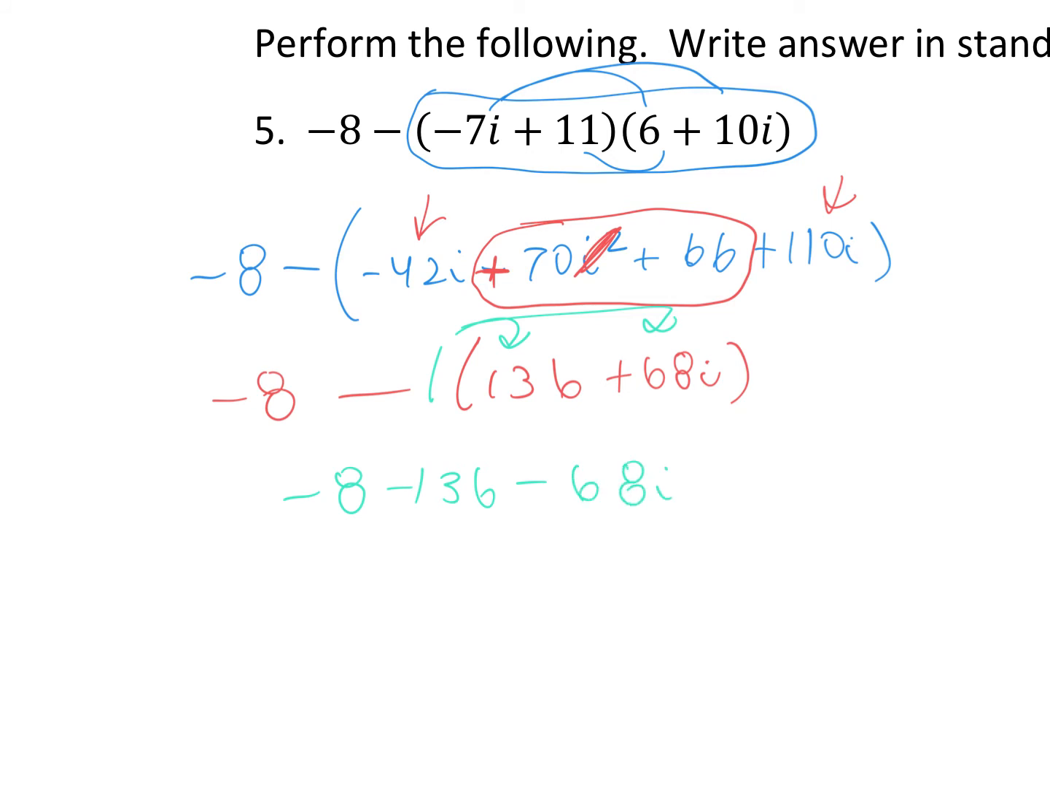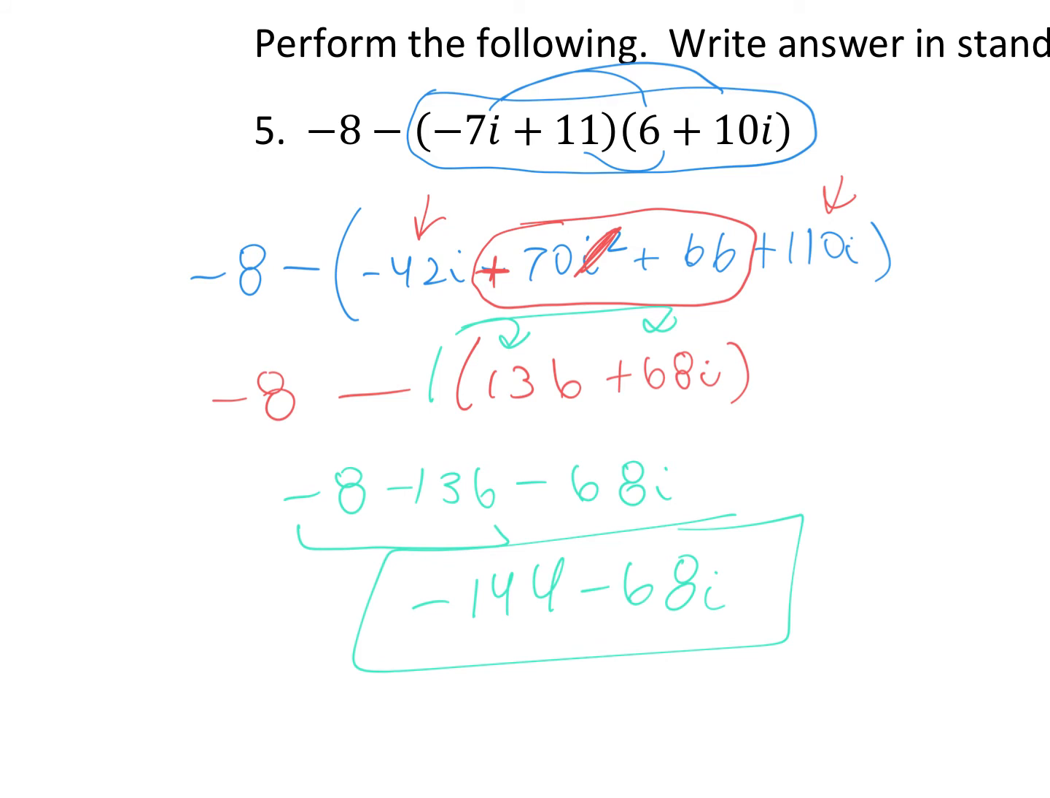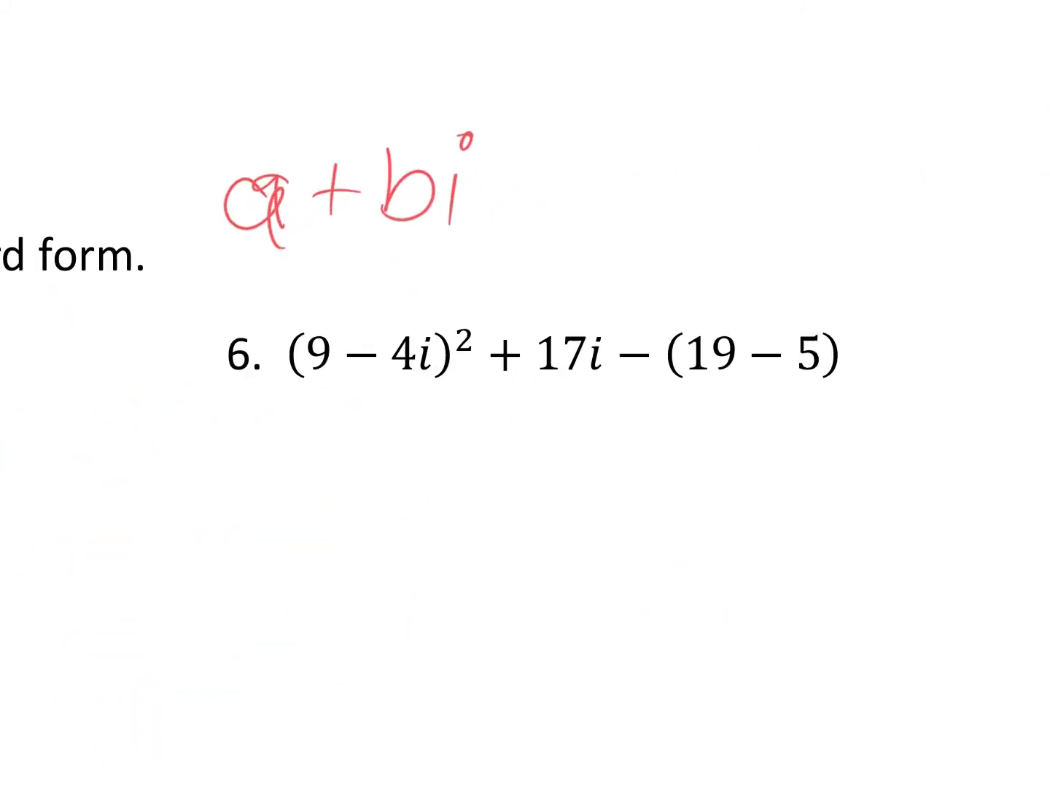Everybody with me? What happens right here with negative 8 and negative 136? I can combine them to be what? Negative 144 minus 68i. Is there anything else I can do? No. Is my problem written in standard form? Yes. So we're good.